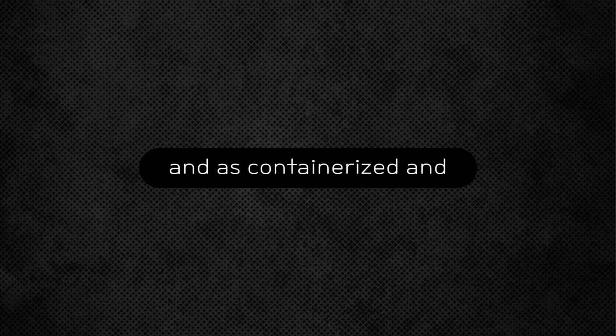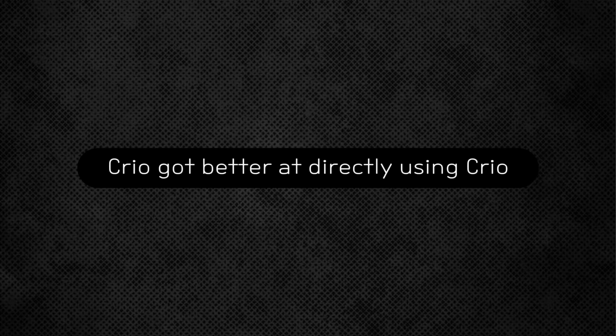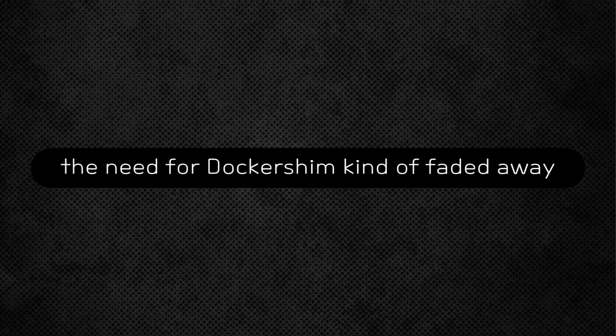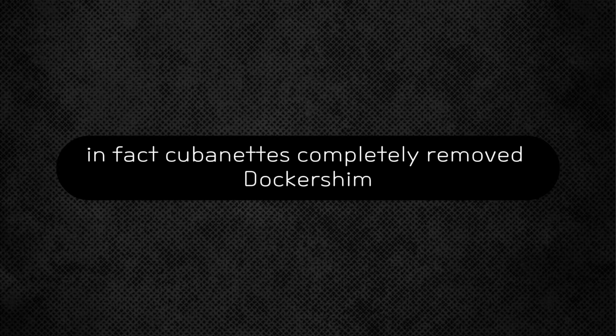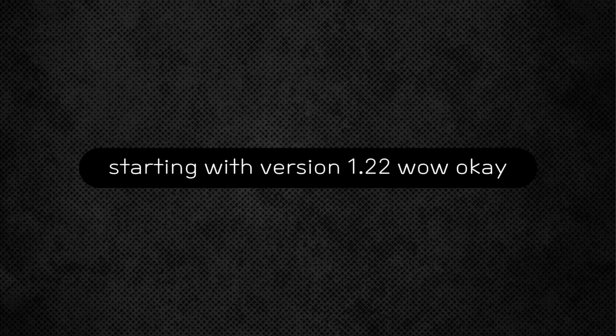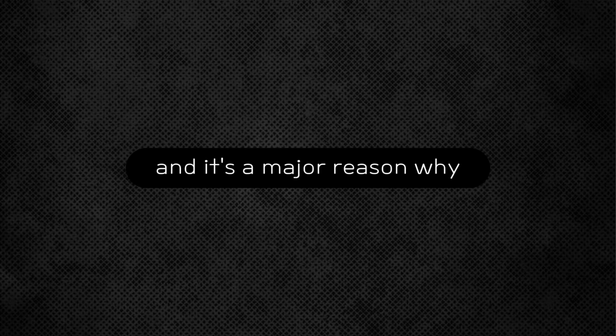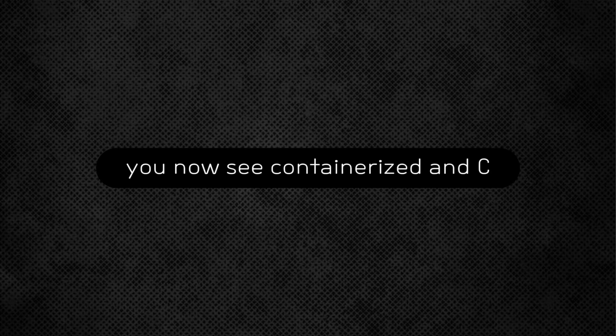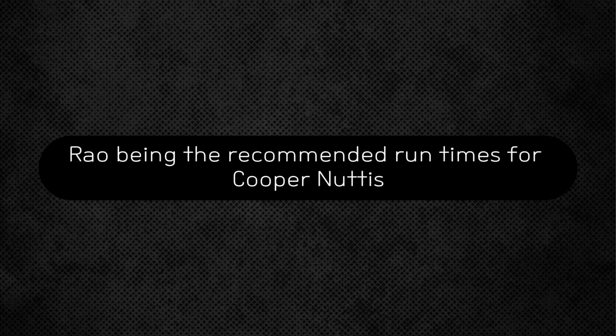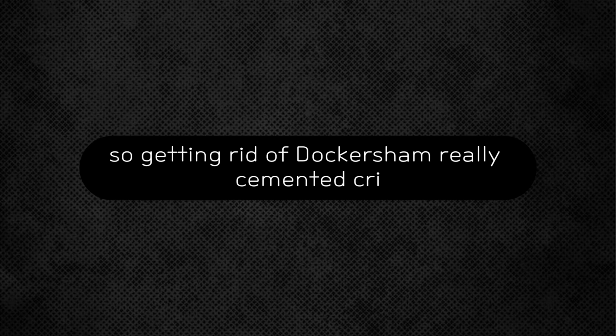Pretty much. And as Containerd and CRI-O got better at directly using CRI, the need for Docker Shim kind of faded away. In fact, Kubernetes completely removed Docker Shim, starting with version 1.22. Wow, okay. That's a big change. It was huge. And it's a major reason why you now see Containerd and CRI-O being the recommended runtimes for Kubernetes. It just simplified that whole connection. So getting rid of Docker Shim really cemented CRI native runtimes like Containerd as the way to go for K8s.